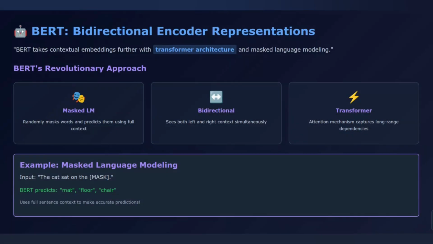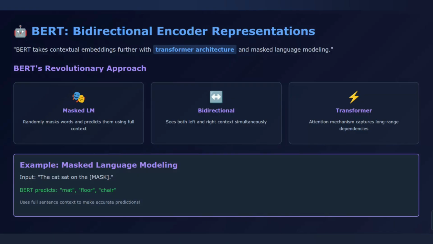But then came BERT, bidirectional encoder representations from transformers, and it changed everything. BERT takes contextual embeddings even further, using transformer architecture and something called masked language modeling. Here's how it works. BERT randomly masks words in sentences and tries to predict them using the full context, both left and right simultaneously. Unlike ELMO's sequential LSTMs, BERT's transformer uses attention mechanisms to capture long-range dependencies efficiently.